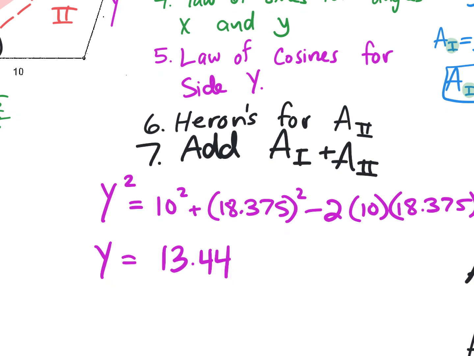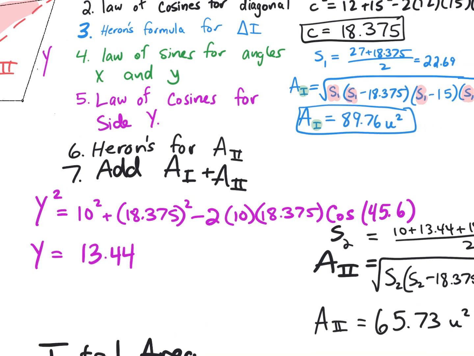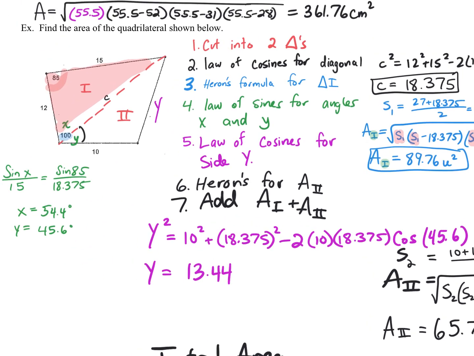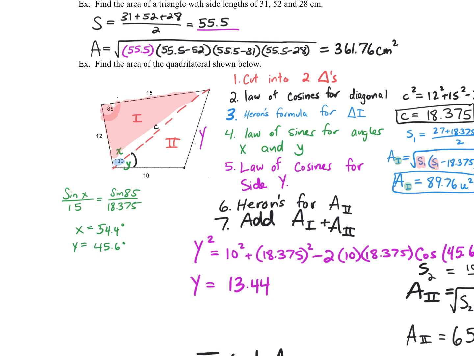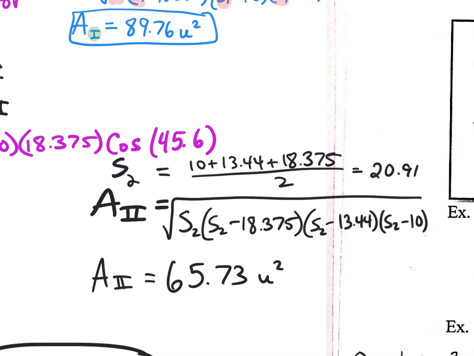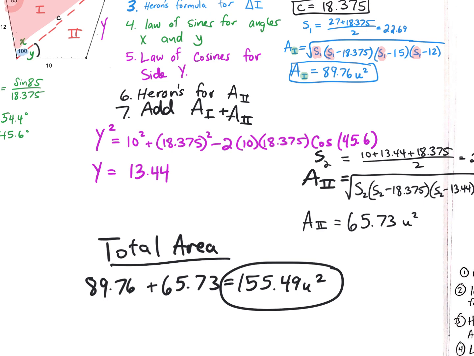So in pink here, you can see the law of cosines. I solved for Y next. Law of cosines gets a little lengthy, but I found that Y was 13.44. Now that I had Y and C, I really have everything I need. I have all three sides of triangle 2. So at that point, I'm able to find the area, again, using Heron's formula. Using Heron's formula, I find that the second area is 65.73. And my last step is just going to be adding those two triangles together, 89.76 and 65.73, and we get our final area.